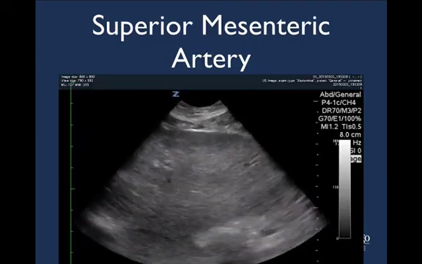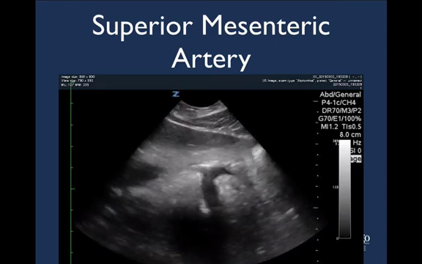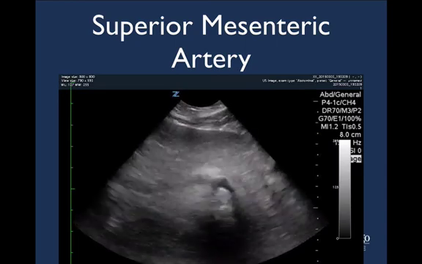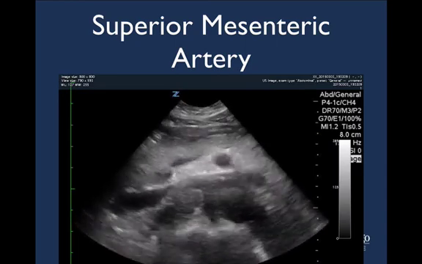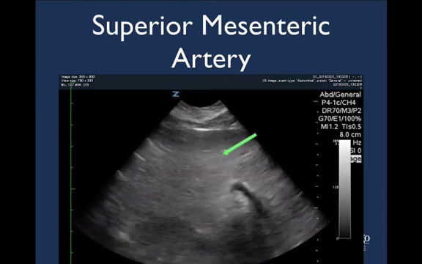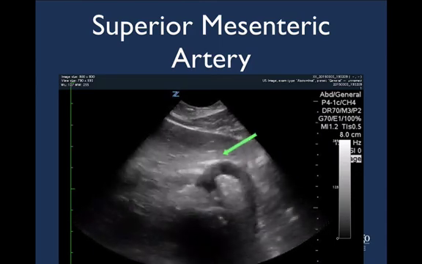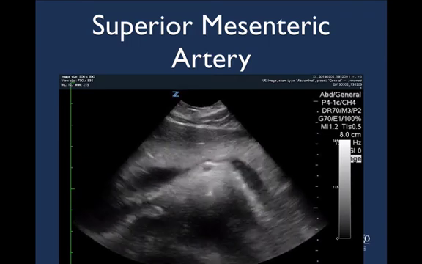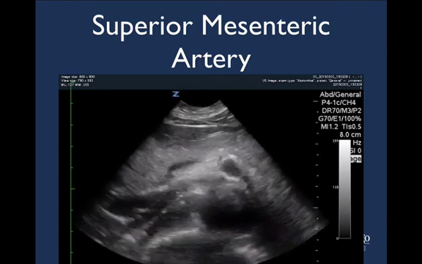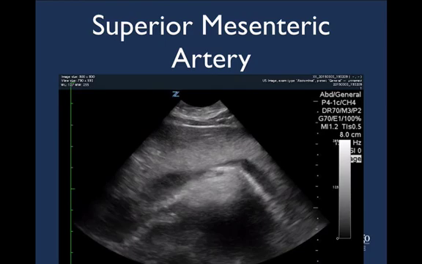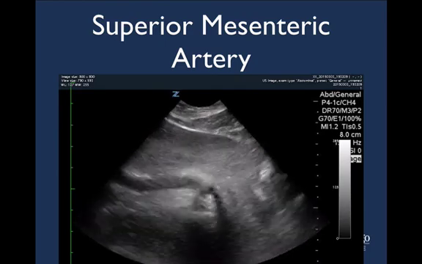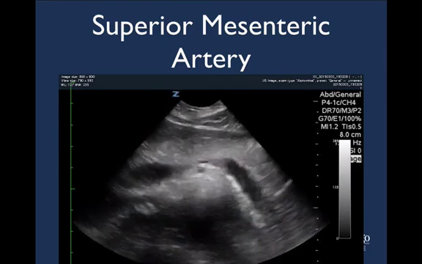This is an example of the superior mesenteric artery. It can be seen surrounded by the thick white mesentery, and posterior to the superior mesenteric artery, we can identify the left renal vein.